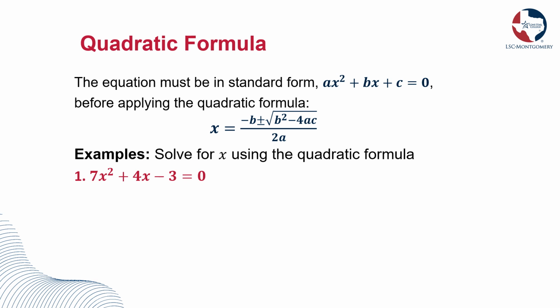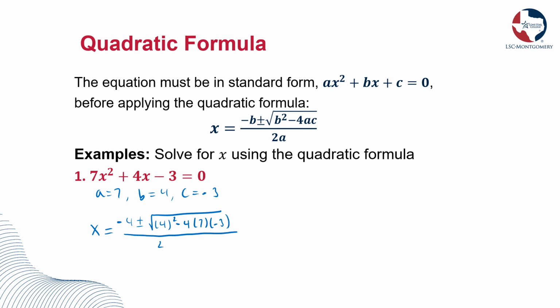7x squared plus 4x minus 3. So identify what your a, b, c is. a is 7, b is 4, and c is negative 3. So applying our quadratic formula, we would have negative b, so negative 4, plus or minus the square root of b squared, so 4 squared, minus 4 times a, 7, times c, which is negative 3, all divided by 2 times a, so 2 times 7. So that will give us negative 4 plus or minus.